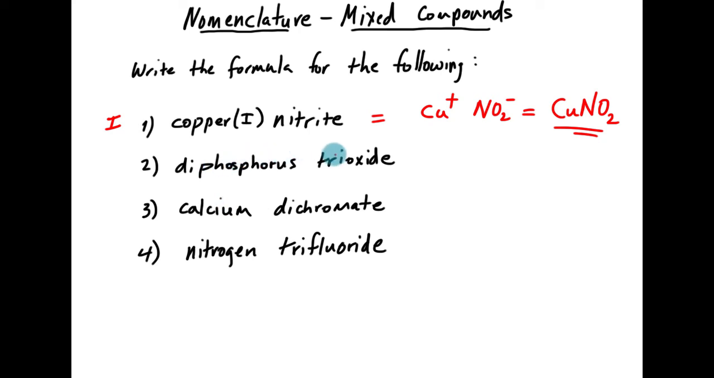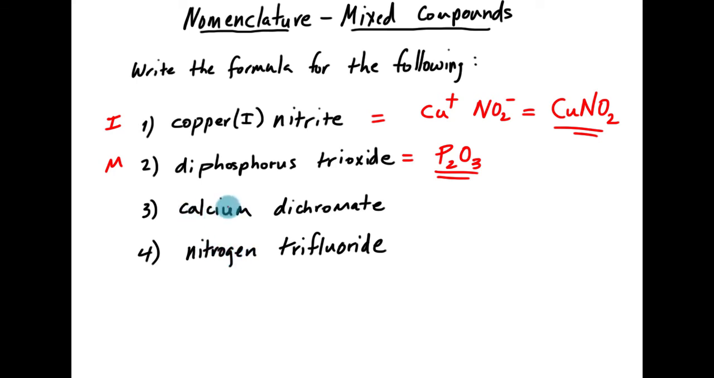Again, I'm looking at whether it's ionic or molecular. Prefixes kind of give it away, so it's going to be molecular. Second thing you want to check is make sure that you have two nonmetals, and there I have phosphorus and oxygen, two nonmetals. So I say phosphorus, 2 because of the diphosphorus, oxide, tri, so I put a 3 there. There we go, diphosphorus trioxide.